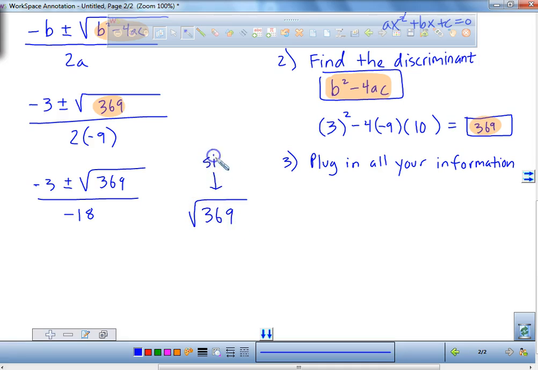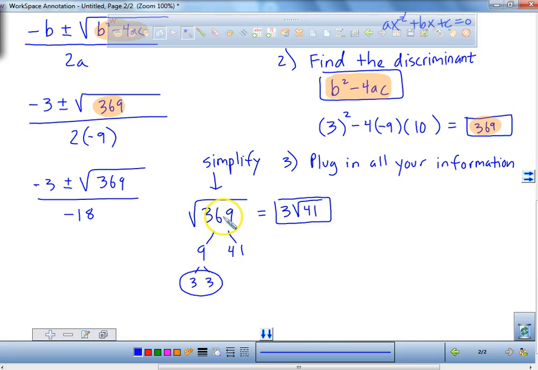So I want you to understand what we're going to do next. We're going to simplify the square root of 369. Now to simplify this, we break this down into its factors, 9 and 41. But 9 breaks down to 3 times 3. So what am I able to take out of the radical? I can take out a 3. What stays inside the radical? 41. So this is the simplified version. So if I have to simplify this, it becomes 3 radical 41. So here we go. Negative 3 plus or minus, but instead of the square root of 369, I'm going to write 3 radical 41 all over negative 18.